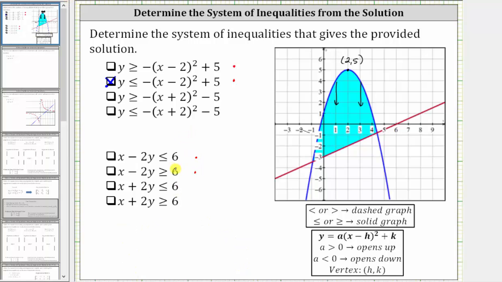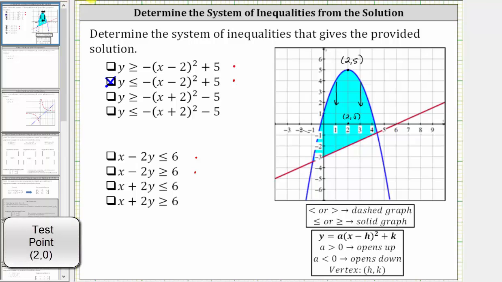We need to be careful when selecting the correct inequality here. Because these are not solved for y, we cannot just say that because we shaded above the line, we select the inequality with a greater than or equal to symbol. We need to select a test point from the shaded region and see which inequality it satisfies. Let's go ahead and select this point here, where the ordered pair is (2, 0). So we'll substitute 2 for x and 0 for y in the inequality x minus 2y is less than or equal to 6, as well as x minus 2y is greater than or equal to 6.